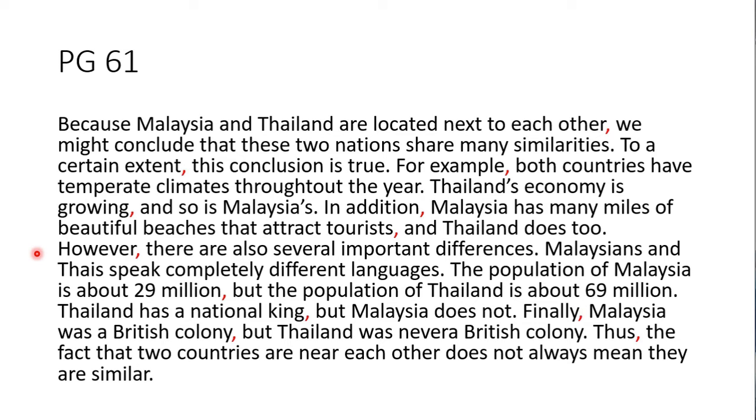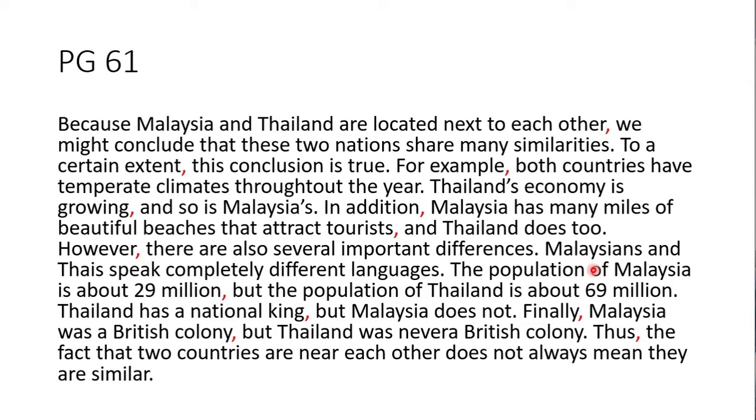Then, however, there are also several important differences. This has another comma after however because it's an introductory word. But in general, as I've mentioned before, you almost always have a comma after however, regardless of where it appears, because it's almost always used as an introductory word, or it's used to combine two sentences in subordination.